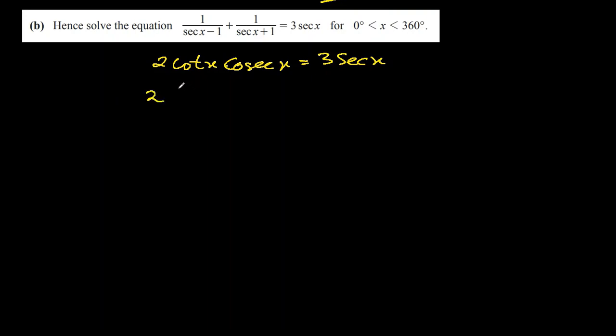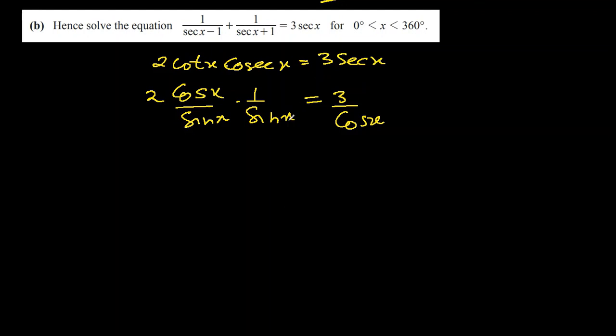Hence, solve the equation: the left side of the previous part equal to 3 secant x. And we got this one as 2 cot x cosecant x, equal to 3 secant x. This is what they want us to solve between 0 and 360 degrees. Since cot, cosecant, secant are all different, let's combine them by converting to sine and cos. So back to cos x over sine x, 1 over sine x equal to 3 over cos x again.